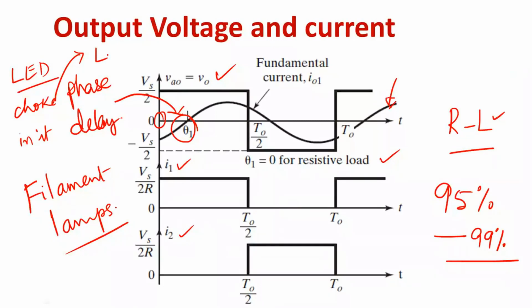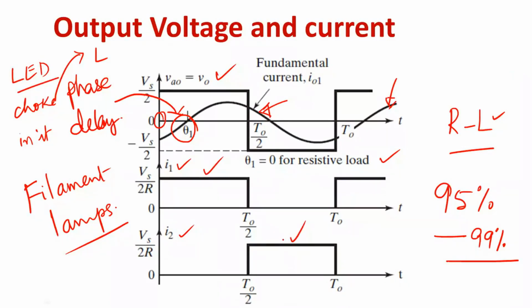Whatever minimum 5% loads that were filament lamps are replaced with LED lamps. They could take some filaments or some chokes in them. So this is the shape of the current that we are supposed to obtain, but the shape of the current we are obtaining here is a pulse.